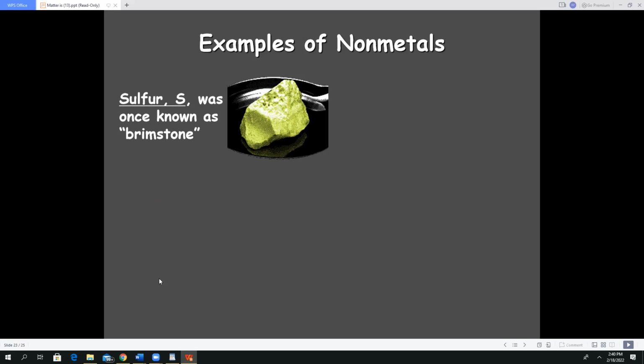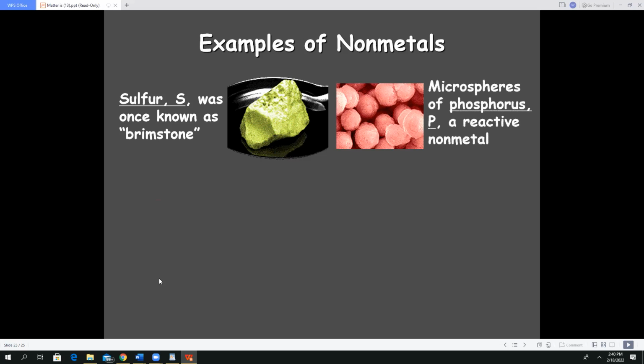Sulfur. When people call it brimstone, it's because of the smell it always gives out. That's fire and brimstone. Okay, so that's what that's about. And then this is a very reactive non-metal, sorry, element. And this is a form of this element known as red phosphorus.